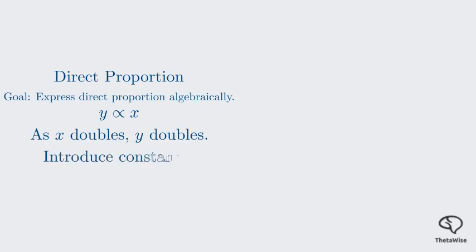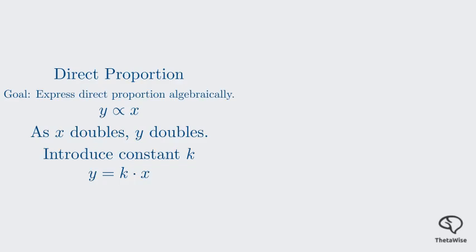However, to do any actual math, we need to turn this into an equation. We do this by introducing a constant of proportionality, which we call k. So, y equals k times x. Here, k is just a fixed number that links the two variables.